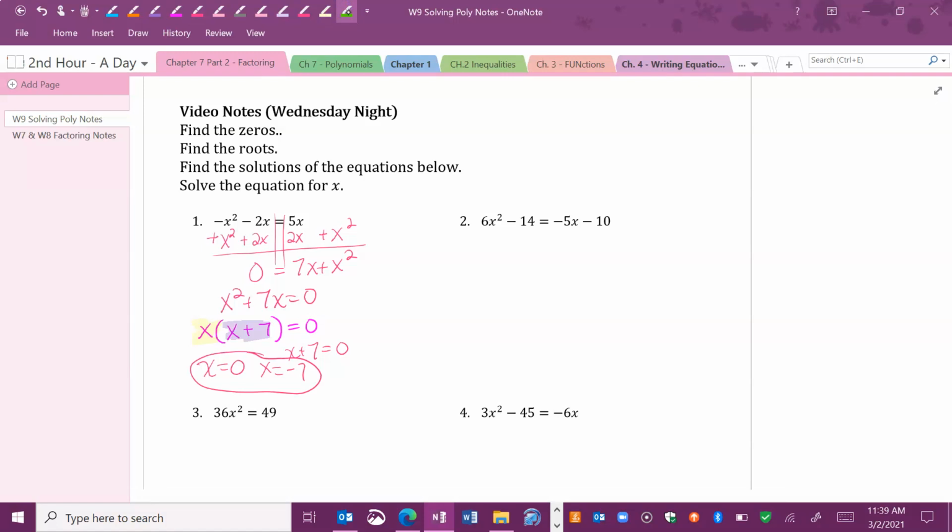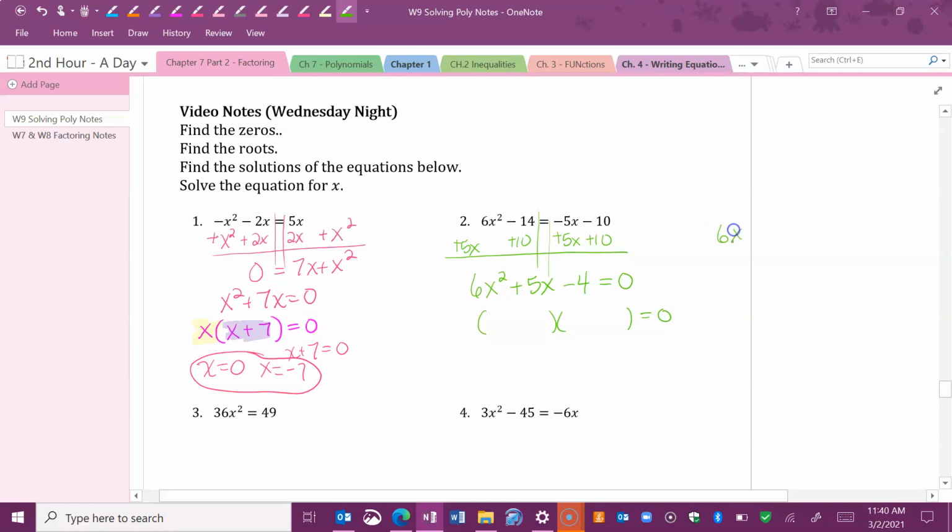And number 2, I'm going to go ahead and do the same thing. I'm going to move the 5x over to the other side. There's nowhere to put that 5x or combine it with anything, so I'm just going to write it off to the side. And I'm going to add 10. I'm going to keep that 10 lined up with that negative 14. So I end up with 6x squared plus 5x, and then minus 4 equals 0. There is no greatest common factor. There is no x involved with all 3 terms, and there is no number that you can take out evenly from all. So I'm going to go ahead and set up my binomial.